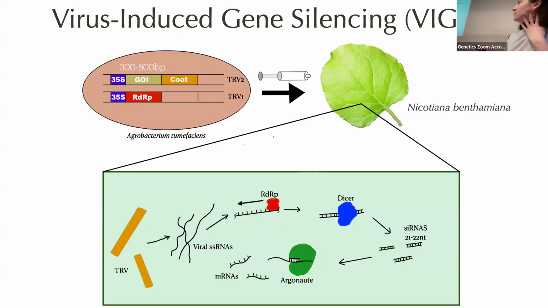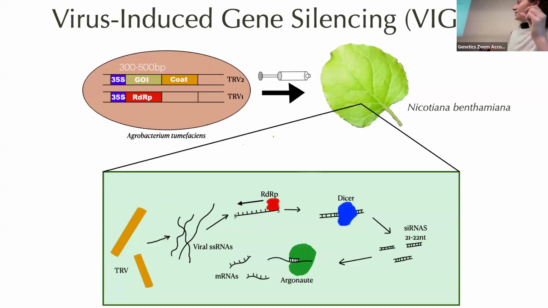So with virus-induced gene silencing, we use tobacco rattle virus, which is a plant virus that especially likes to be in Nicotiana. And we remove all of the infection stuff, so it's not actually causing disease in the plant. But we leave in the RNA-dependent RNA polymerase, the coat proteins, and then a spot in which we can place a 300 to 500 base pair part of our gene of interest, which in this case is either Raptor 1b or Raptor 1a.